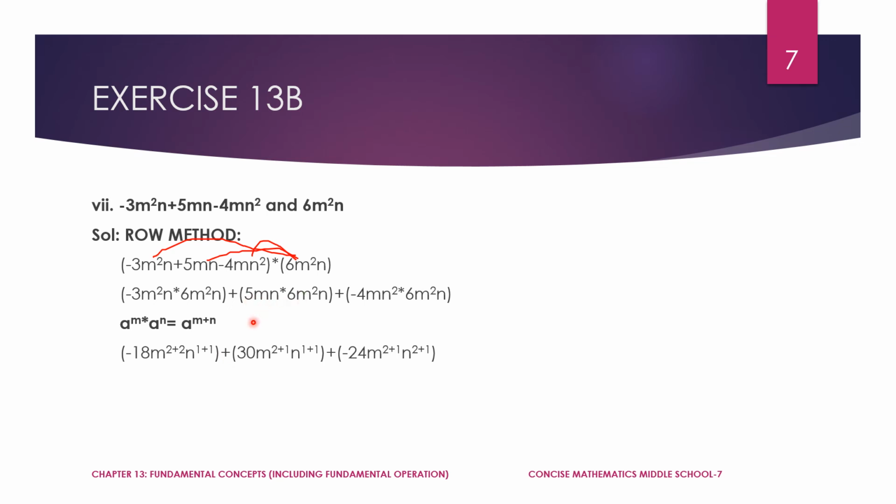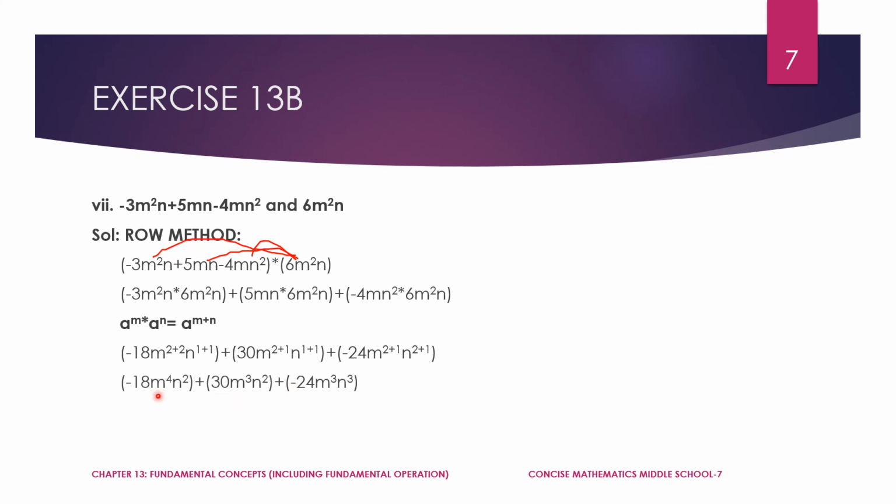Plus into plus is plus. So I have not written a plus sign over here. 5 6s are 30. m to the power of 2 plus 1, n to the power of 1 plus 1, plus sign, plus into, sorry, minus into plus, minus. 4 6s are 24, m to the power of 2 plus 1, n to the power of 2 plus 1.